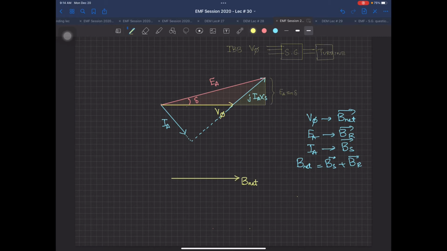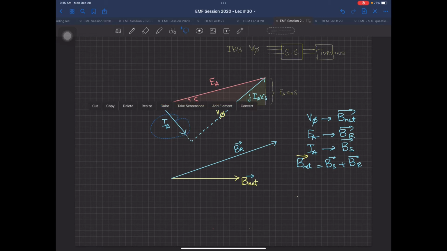Now since B net is equal to BS plus BR, EA is going to actually produce this one. I'm just going to show it over here with the same angle, I hope. And this is going to be that BR over here. This is your B net and BR. Now, since BS plus BR has to be equal to B net, and we know what was IA, I will just copy this IA over here, so this was my IA over here.